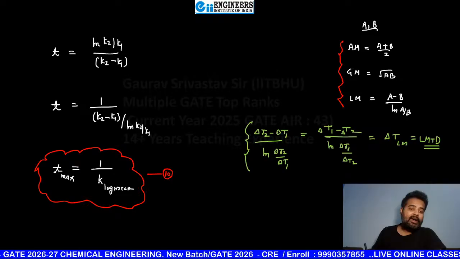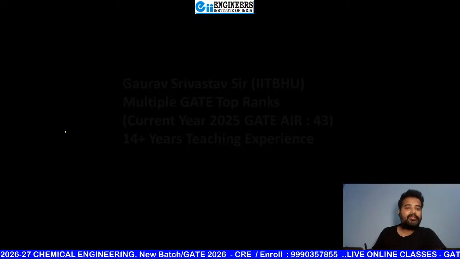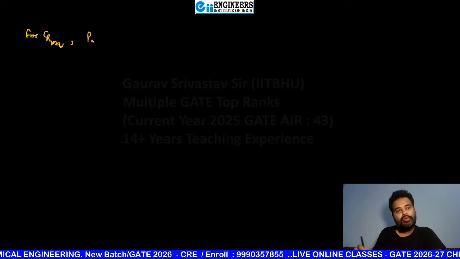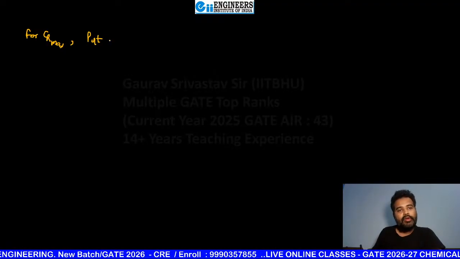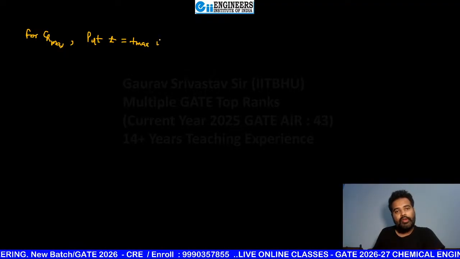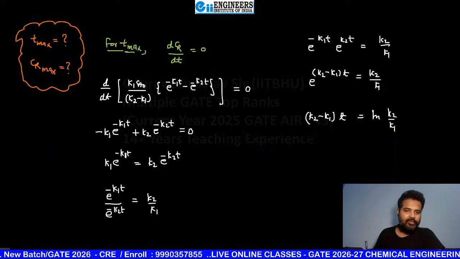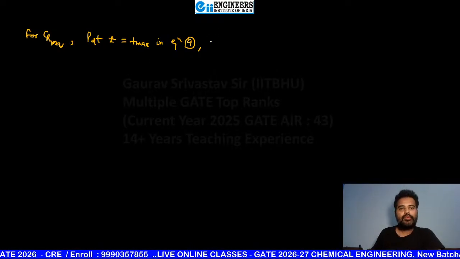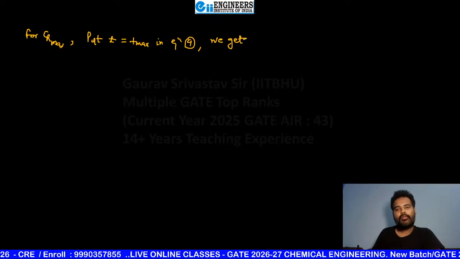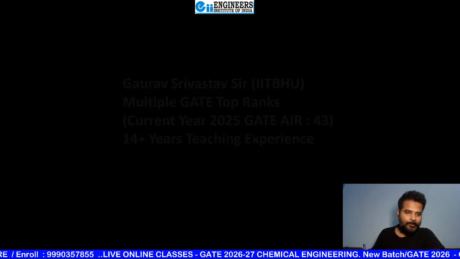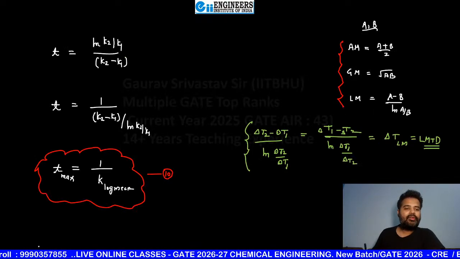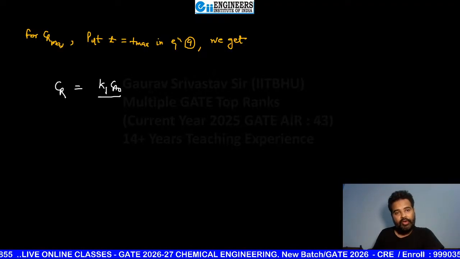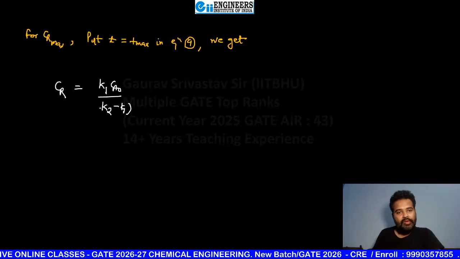Now, how to get this CR max? How to get this CR max? So for CR max, put t equals t max in equation number 9. What will we get, let's see. CR is equal to K1 CA naught upon K2 minus K1.